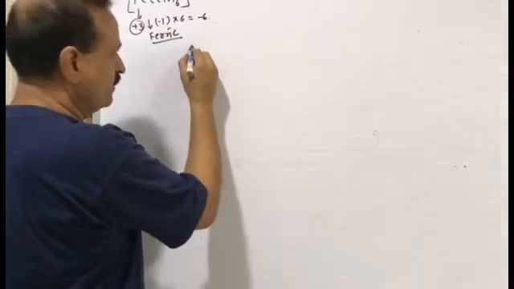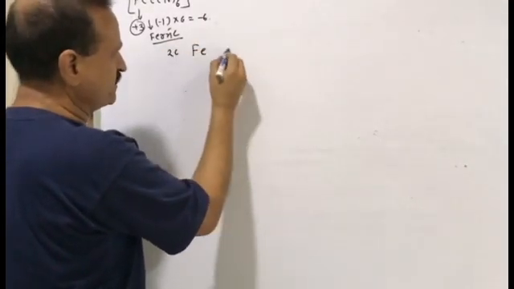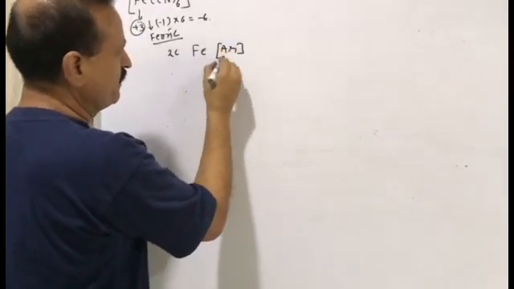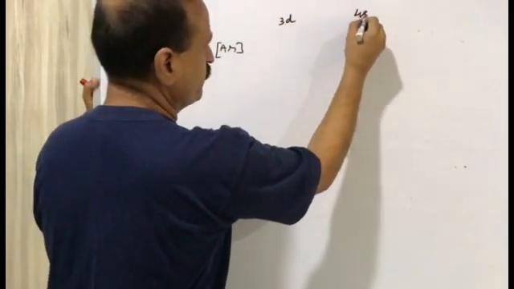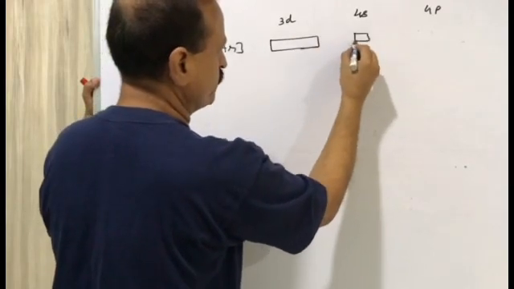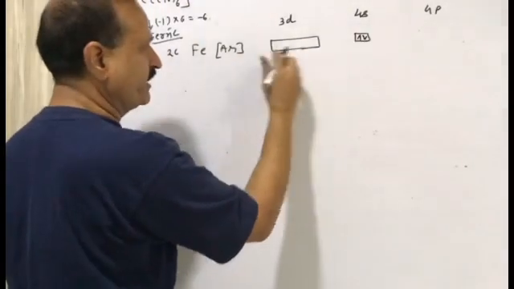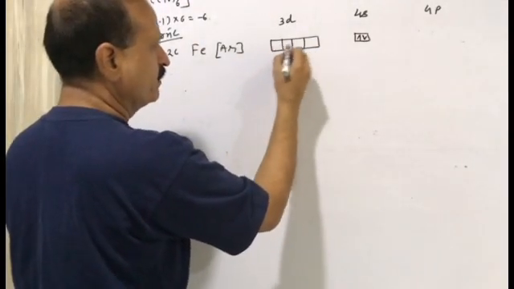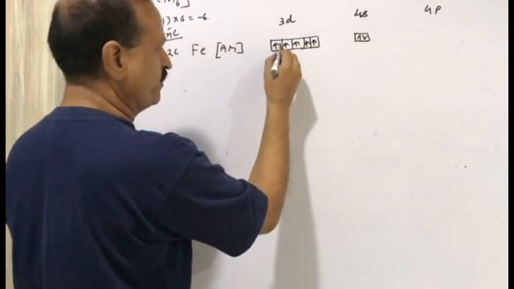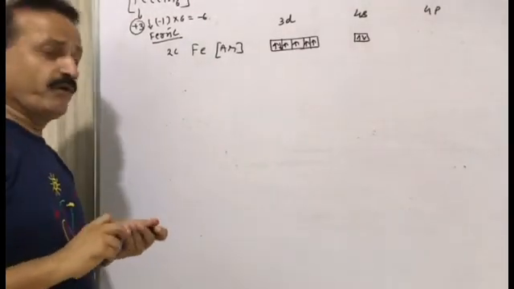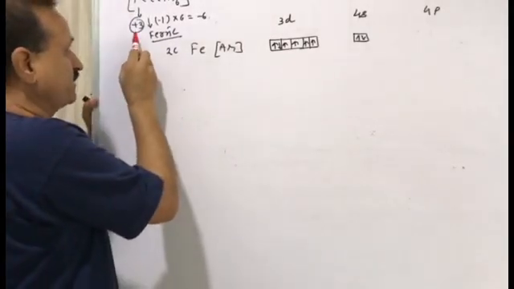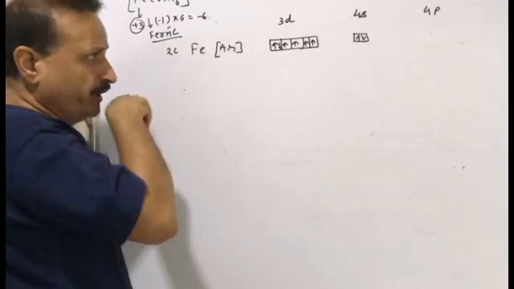So Fe has 26 electrons, we can write it like this: argon 18, then here will be 3d, here will be 4s, here will be 4p. We have to fill first 2 electrons in 4s, 18 to 20, then the remaining electrons will be 21, 22, 23, 24, 25 and 26. It is the electronic configuration of Fe only. Now the oxidation state is 3.